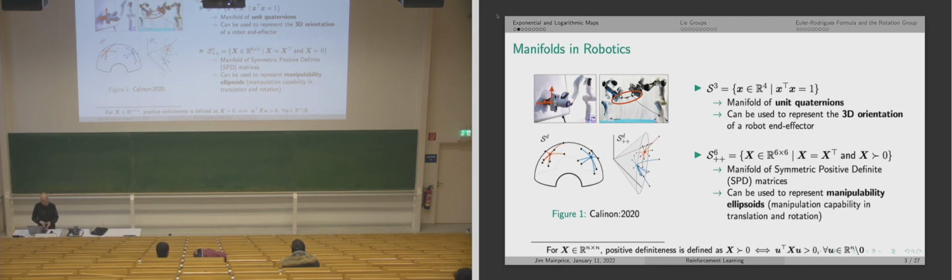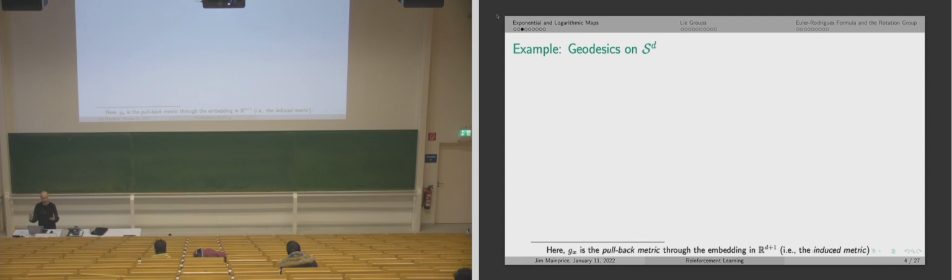So the question is, how do we compute geodesics between those? Let's take the example of the sphere of dimension d, where d is the dimension of the surface of the sphere. So if we have S2, this is the classical globe sphere.